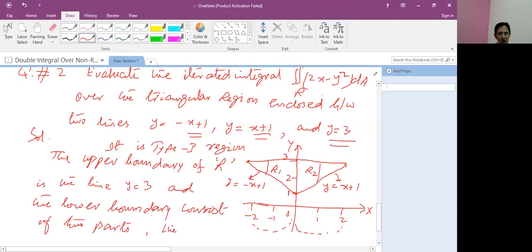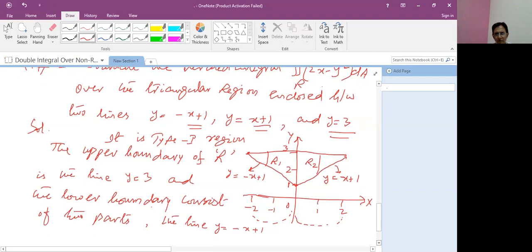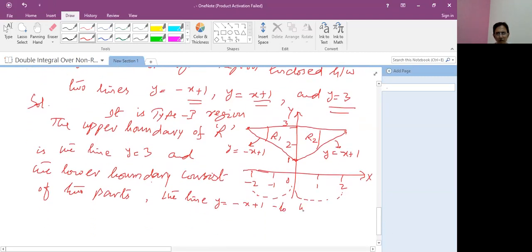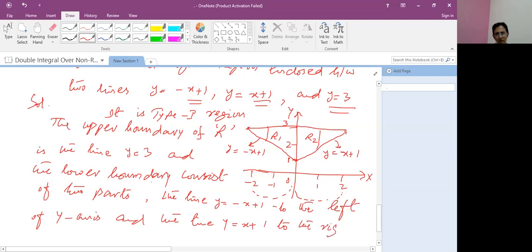The lower boundary consists of two parts. The line y is equals to minus x plus 1 to the left of y axis, and the line y is equals to x plus 1 to the right of y axis.